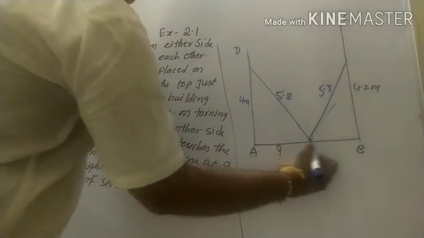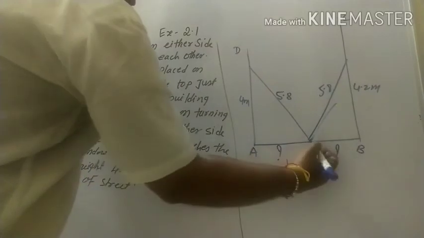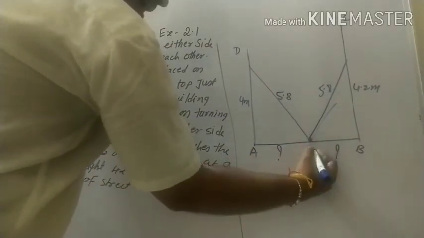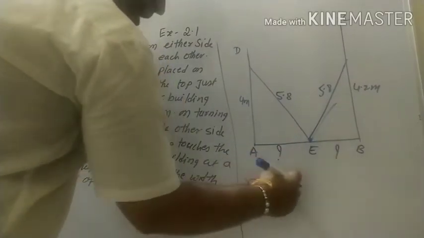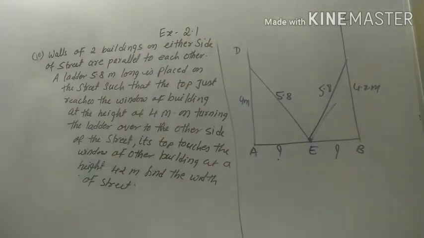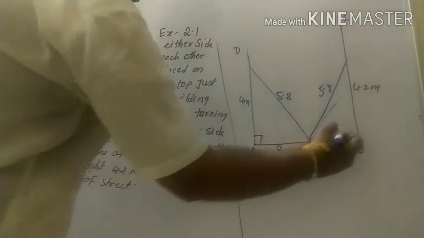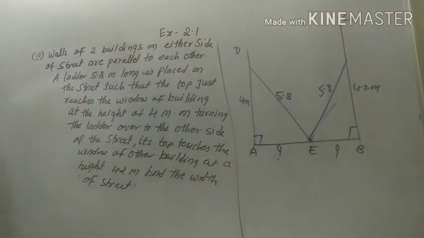We find this width of the street. Let this point be E. We find AE and EB. Very simple. The buildings are parallel to each other, that means the street is perpendicular to them. Now I rub this statement, this question, and start solving.